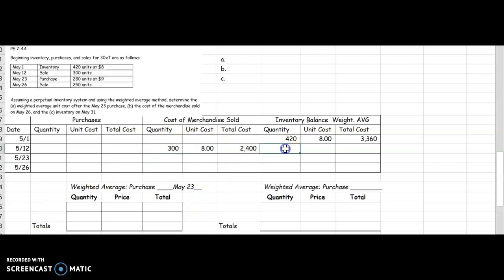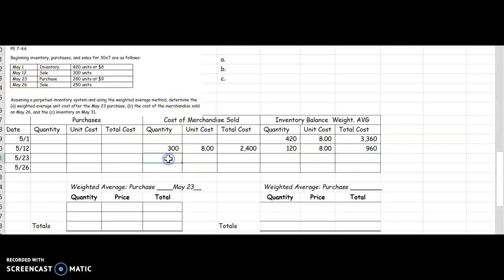At this point, what we have left is 420 minus 300, which would be 120, and the unit cost is $8. And then multiply the quantity times your unit cost. So ending inventory is $960. On May 23rd we purchased more.